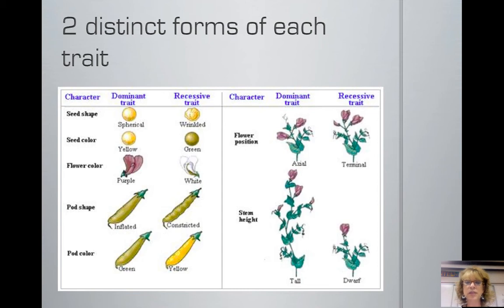Flower position is either axial, which means the flowers come off of the sides of the stems, or terminal, where the flowers are at the end of the stem. And plant height, where the plants were either tall or short. For the most part, these were the only 2 traits that appeared. You didn't really have a bunch of different forms of one trait, and by having only 2 distinct forms of each trait, it made it a lot easier for him to come to his conclusions.